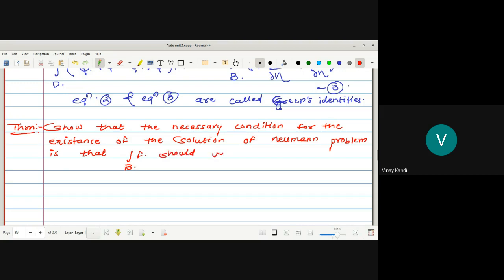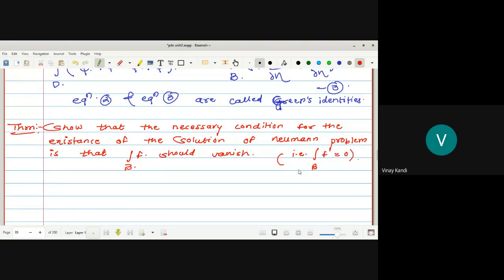What is the meaning of this sentence? एखाद्या न्यूमन प्रॉब्लेमचा जर सोल्युशन एक्झिस्ट झाला तर काय येईल? This implies integration of f on the boundary should vanish. That means integration of f on the boundary is 0.